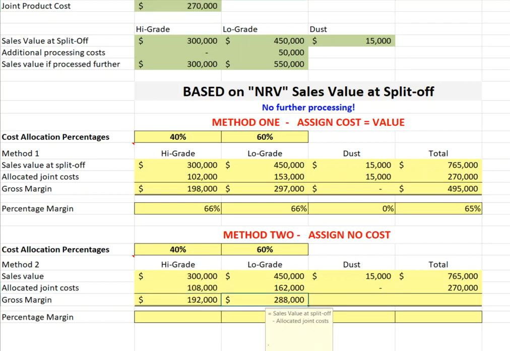Continue on calculating our gross margin for each product, as well as the gross margin percentages. Notice again the gross margins are the same for each of our high-grade and low-grade coal, and our margin on the coal dust is 100% since we've assigned it no cost, and our overall gross margin remains the same.